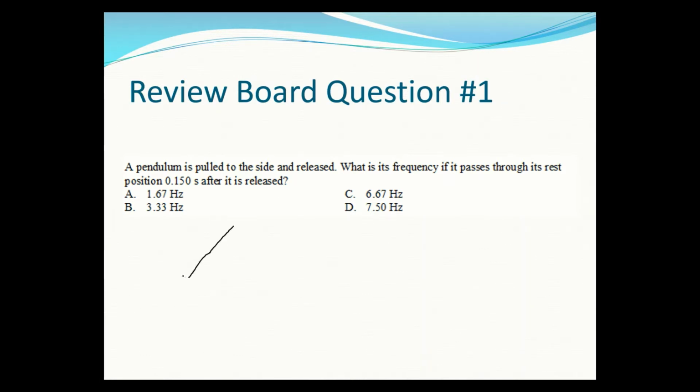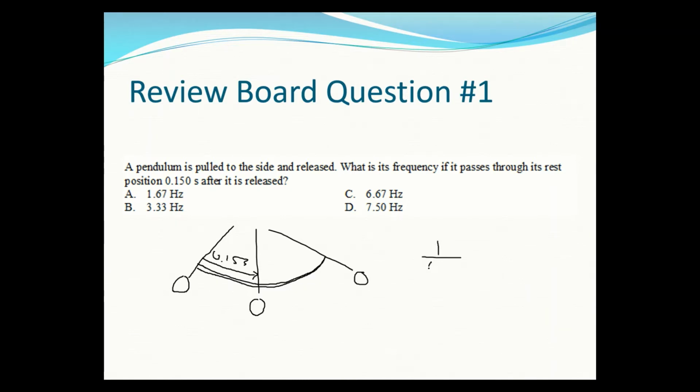So this is our pendulum, this is our rest position, and then this is up on the other side. It says that a pendulum is pulled to the side and released. What is its frequency? It takes 0.15 seconds to go there, so that's only a quarter of a period, because it's going to go 0.15, 0.3, 0.45, 0.6. So our period is actually 0.6.